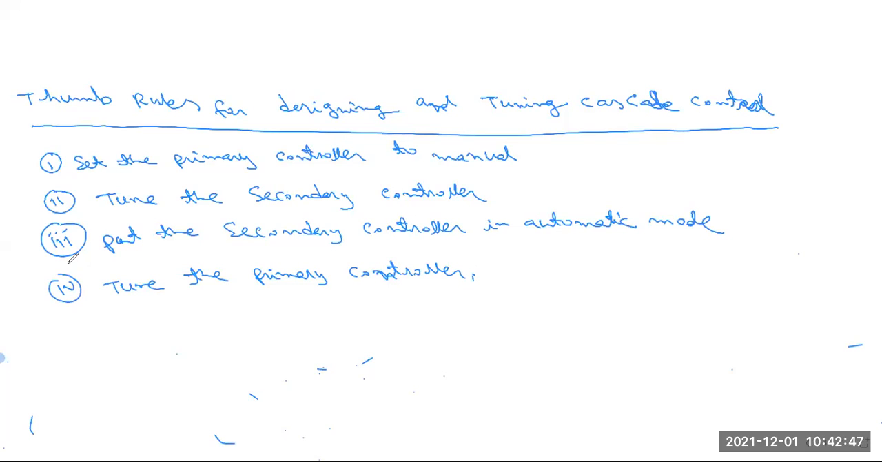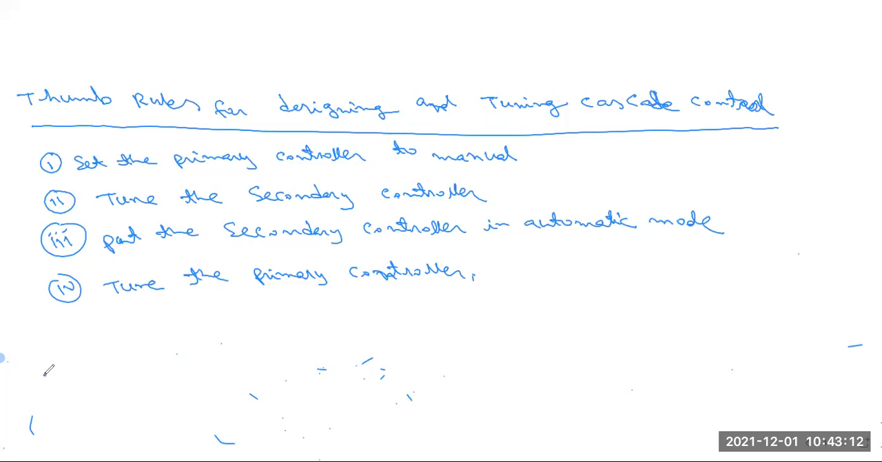Okay, so first, set the primary controller part to the manual system. That is, you have to set the primary controller manually. Then number two, tune the secondary controller system using a different method. In the last classes we learned the Ziegler-Nichols tuning method of the PID controller systems. Another control method is also available.